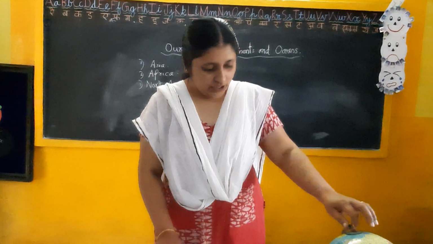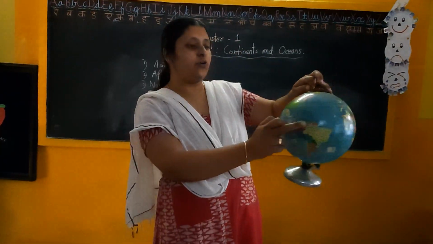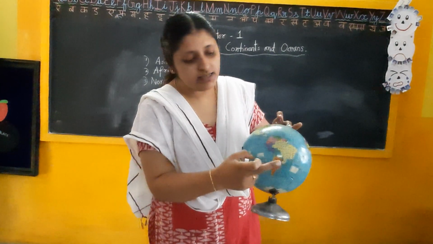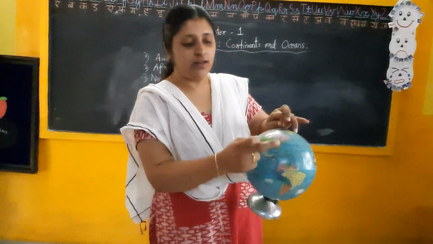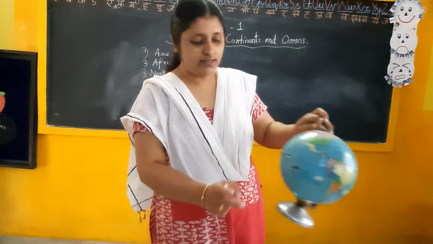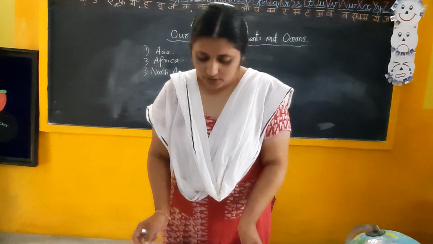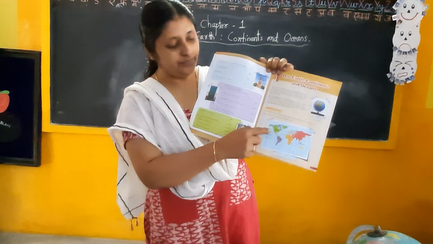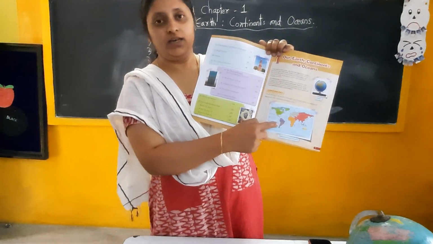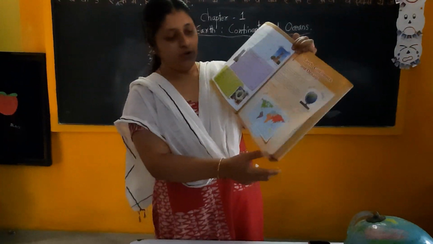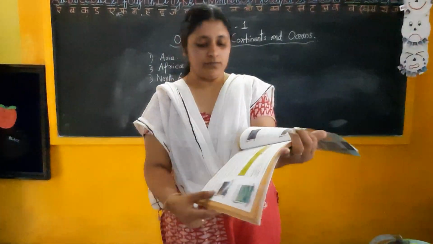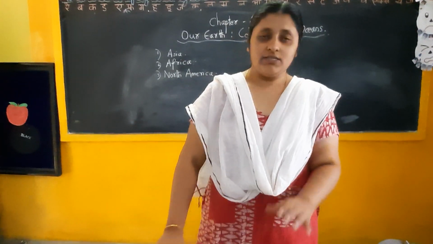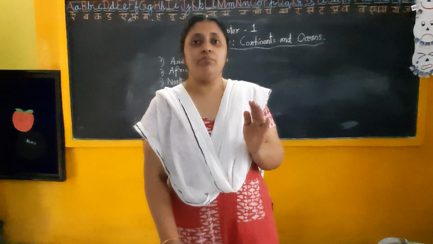And where is North America on our globe? Here it is, North America, and this is South America. Clear? This is North America and this is South America. In your book also it is given here. You can easily understand by looking at your book. Here is North America and here is South America. The speciality of North America is that the highest point in the continent is Mount McKinley.